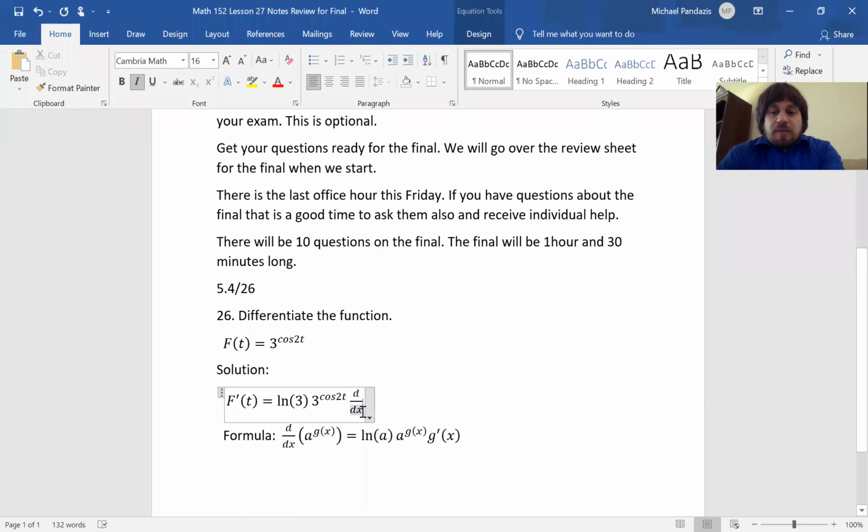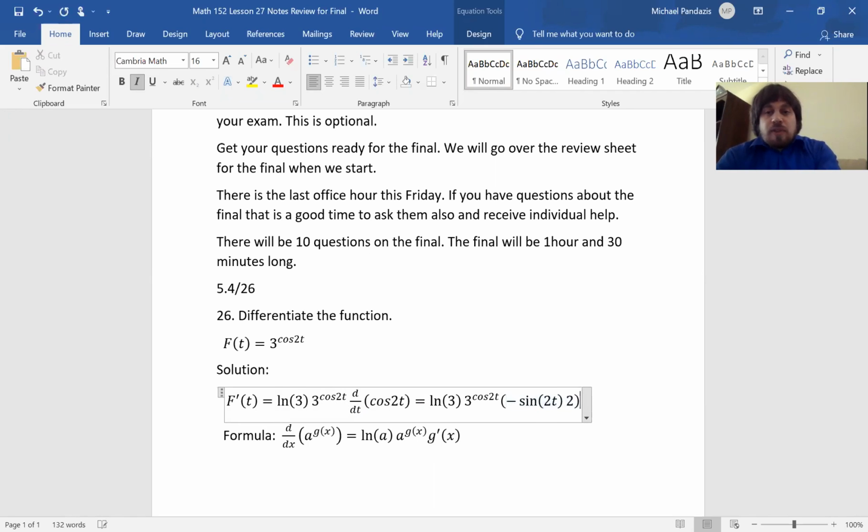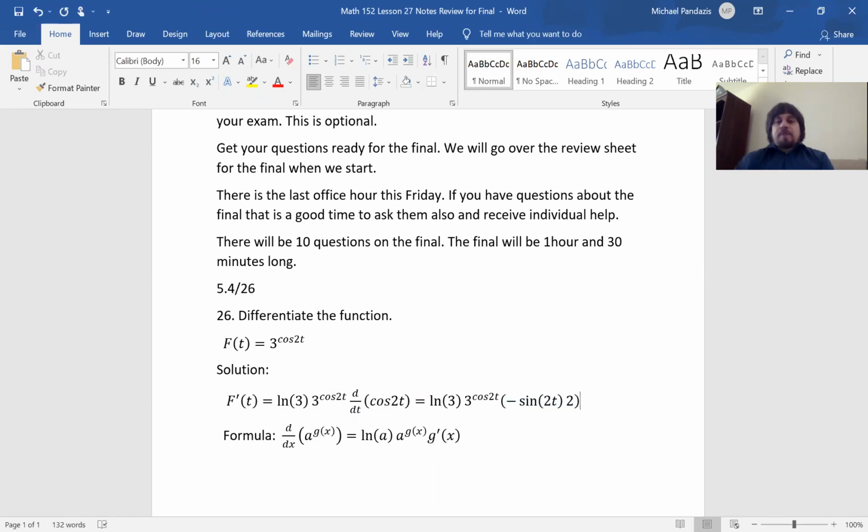of cosine 2t, d/dt of cosine 2t, and so that's equal to this times the derivative of cosine 2t, which is negative sine of 2t times 2. Okay. And so that is the answer to 26.